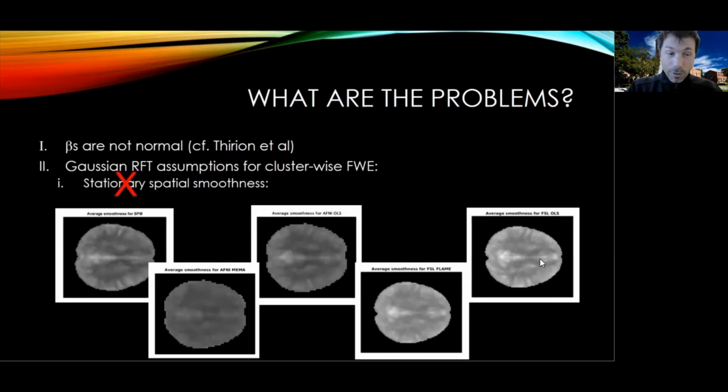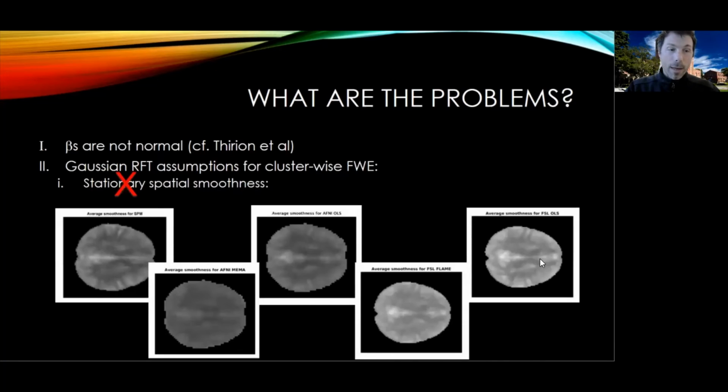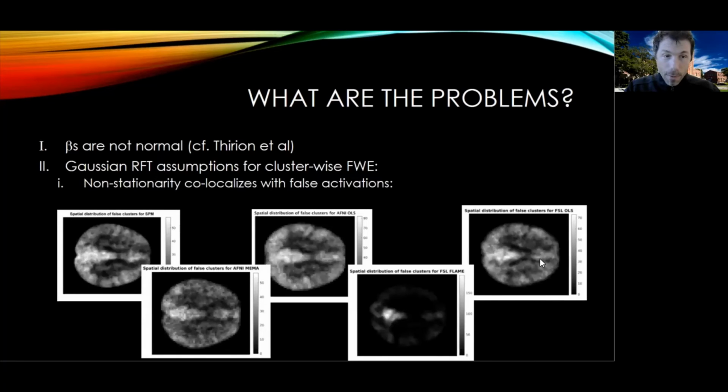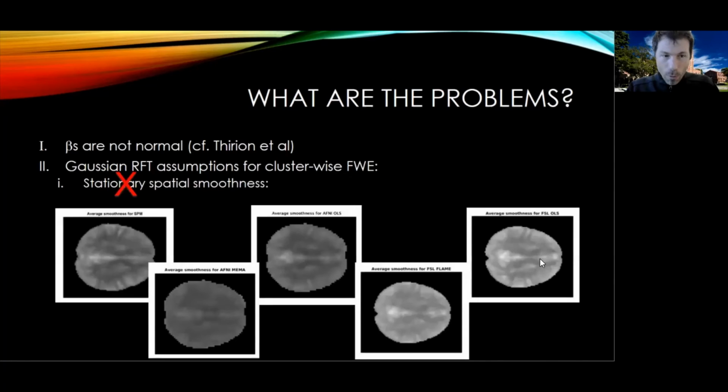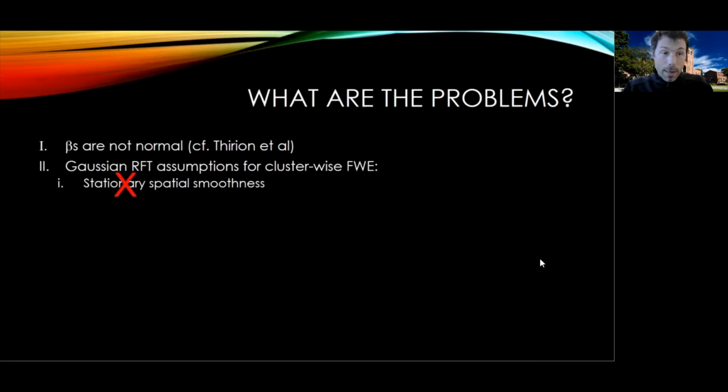On top of it, if you look at the areas that tend to have false activations, they fall exactly in the areas of different smoothness. Where the smoothness is more non-stationary, you get more false activations. If you flip, you can notice that where there's a lot of non-stationarity, the white voxels, that's where you get, as you see here, more false activation. So definitely the first assumption is not met.